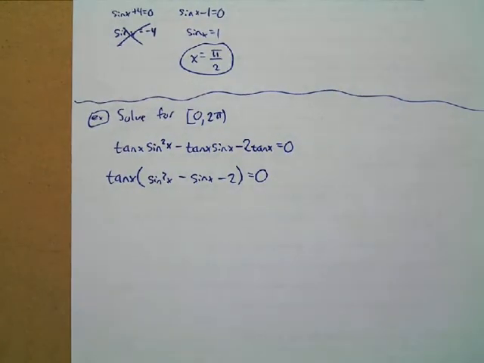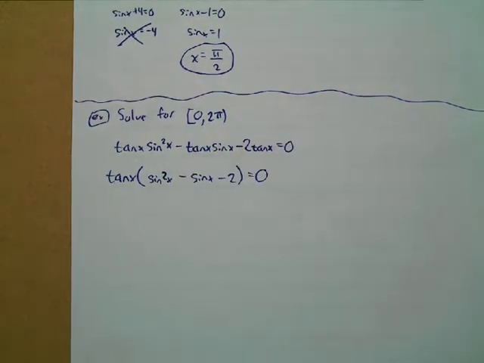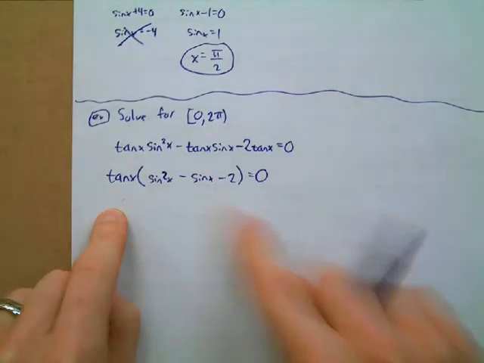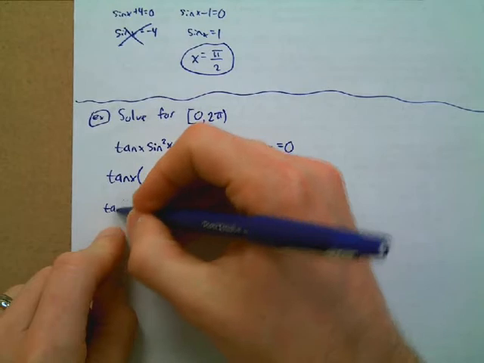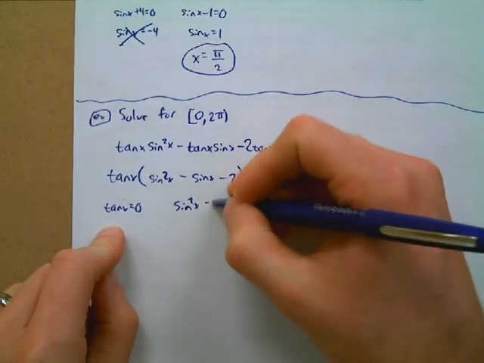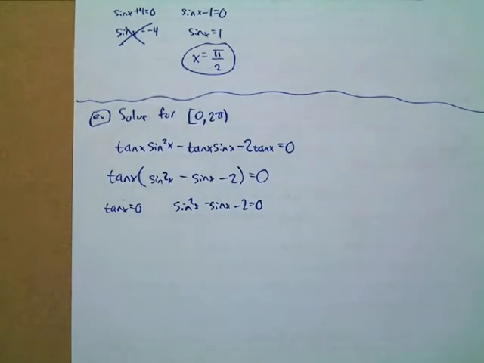And now at this point, you can go one of two ways. They're both very similar paths to take here, but since we have two things that multiply to make 0, you can go ahead and break this up if you want to and just say tangent of x equals 0, and then sine squared x minus sine of x minus 2 equals 0. So that's one path you could take. Or you could continue to factor that sine squared minus sine x minus 2, and then you'll have three factors, and then set all three of those factors equal to 0. It's going to end up being the same thing, just however you want to go from there.